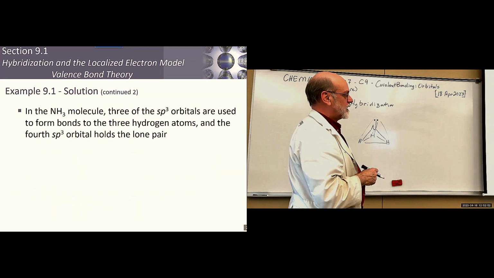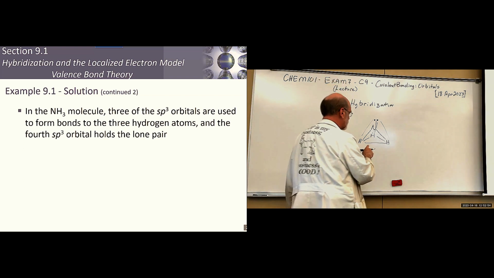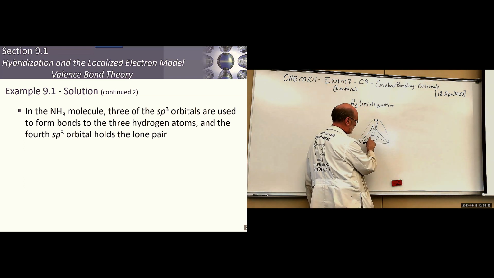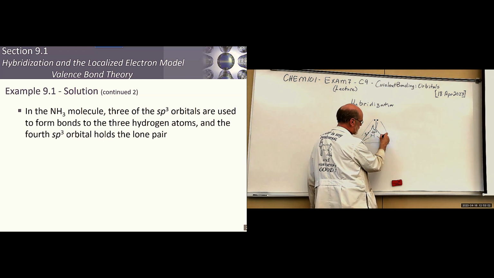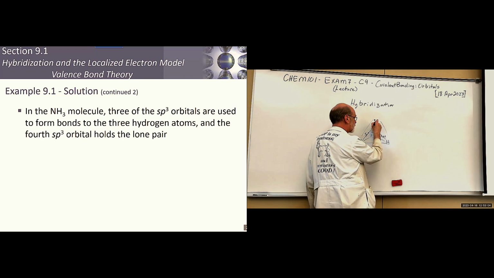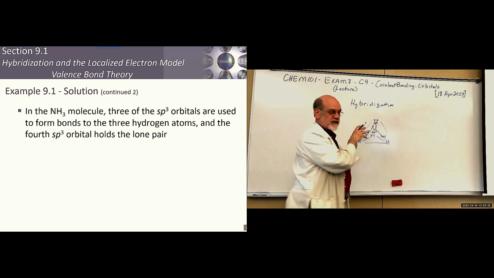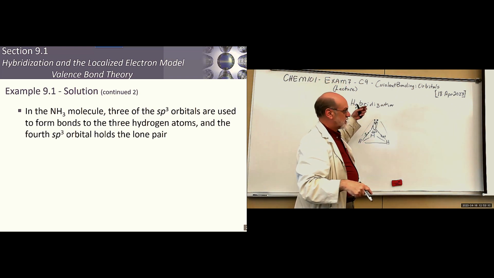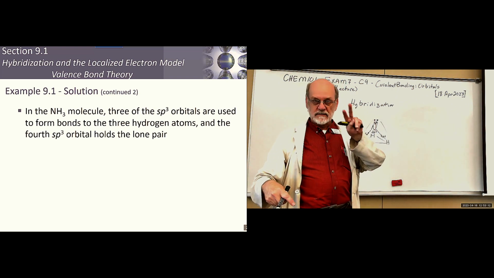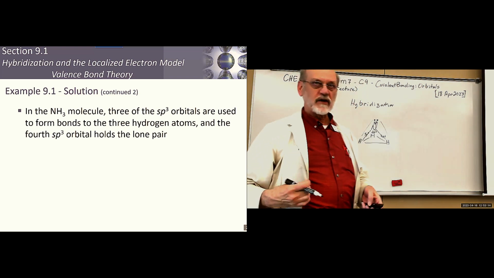All right. 3 of those sp3 hybridized orbitals. This is an sp3 here, and this sp3 here, and an sp3 here, and an sp3 here. That sp3 that I've positioned up here is filled by a lone pair bonding orbital.